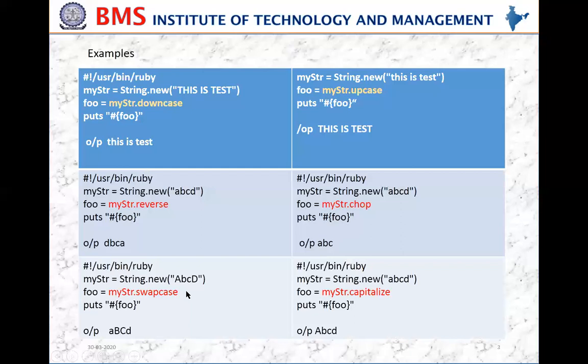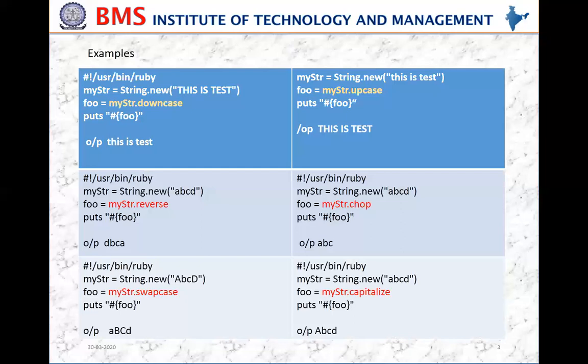Next we have what is called swapcase. So uppercase letters are converted into lowercase letters, and lowercase letters are converted into uppercase letters. So in this case, capital A is converted into small a. The small b and c will be converted into uppercase B and C. And the capital D is converted into small d. So this is the usage of swapcase.